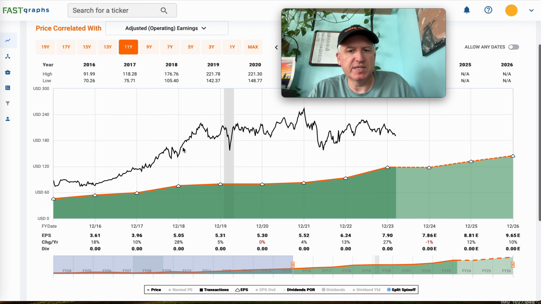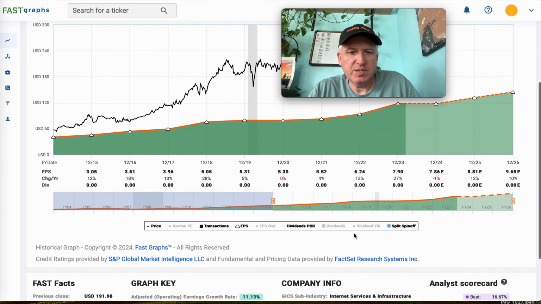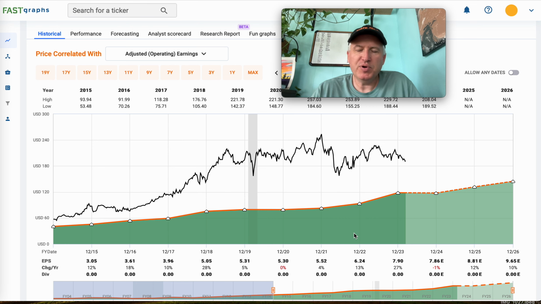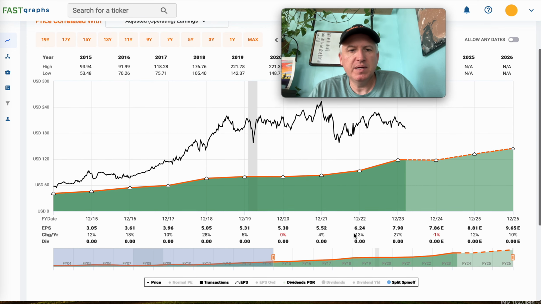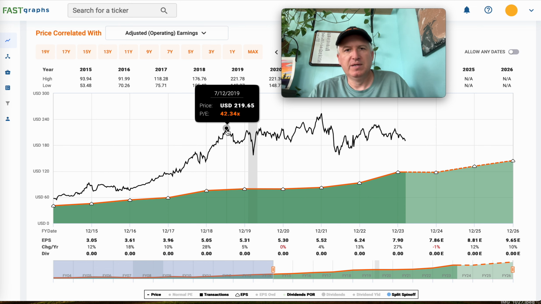I'm going to use a time period. I think I used 2015 through, and then I just extended it to 2024. Let's see FastGraphs. Yeah, that's about right. So this one's pretty straightforward. Decent earnings growth. The valuation got way ahead of itself. Here, I mean, a 40 valuation for PE.